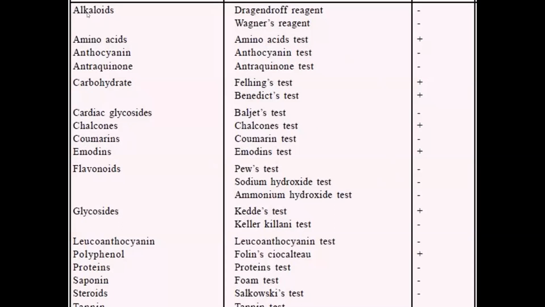And see the first test, alkaloid. This is a test for a plant drug. When alkaloid was tested, Dragendorff's test and Wagner's reagent were used. In both cases, it was negative. It means the plant drug which was used does not show the presence of alkaloids. Students, are you getting it?